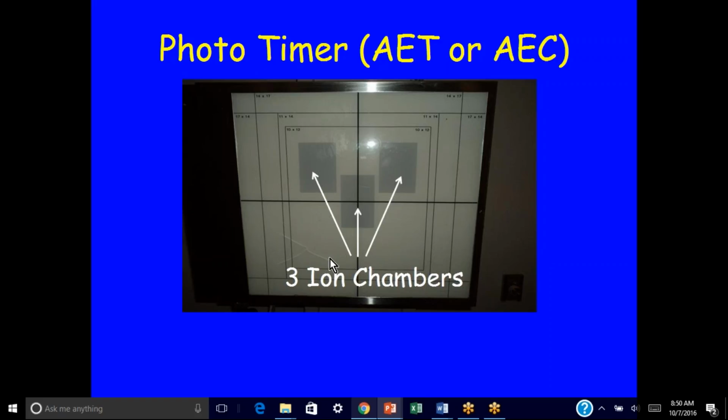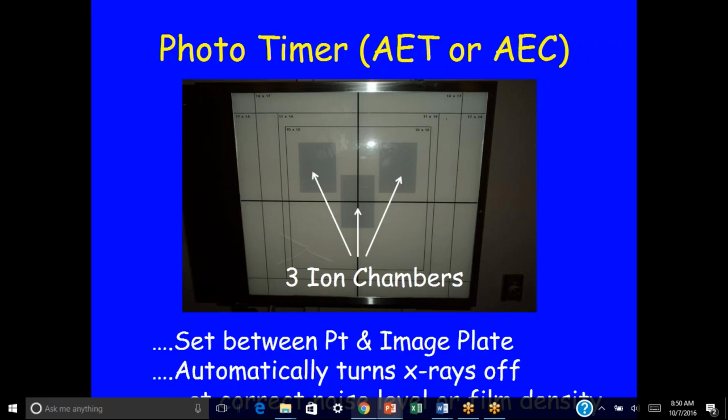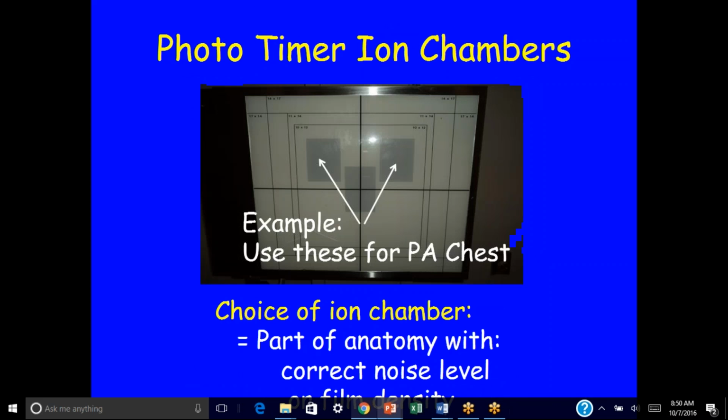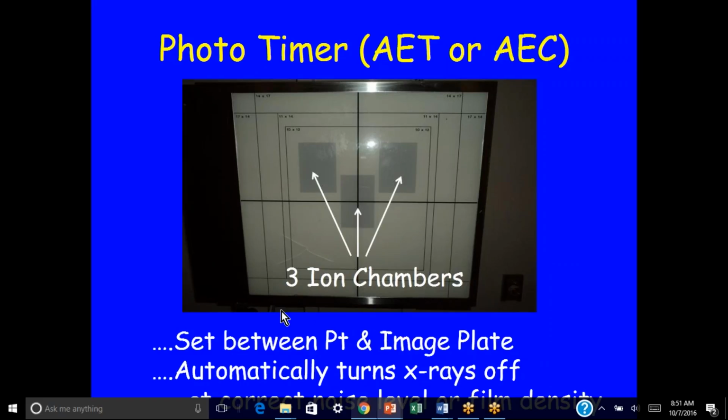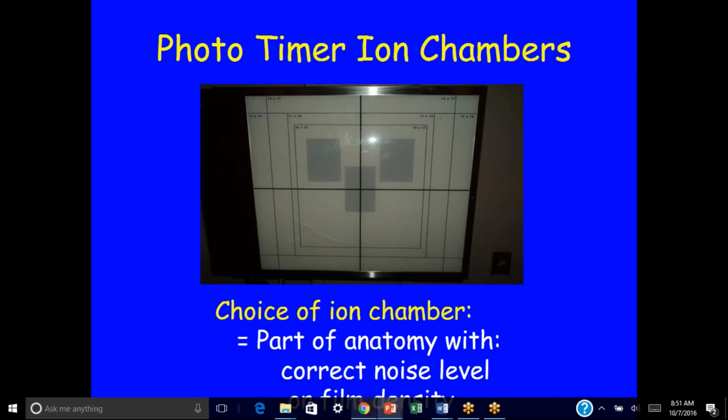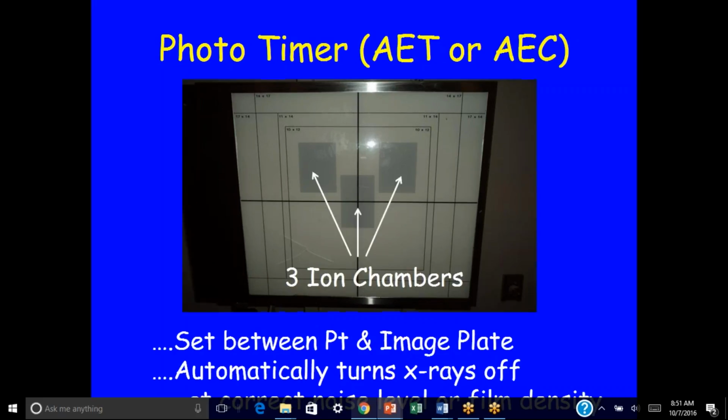We call these ion chambers, but in any case, we always set this up so that we always get the required noise, and in the old film world, we always get the same film density. And whatever combination of ion chambers you use, the anatomy in front of or behind those particular chambers is what will determine the correct noise level or the correct film density on the image.